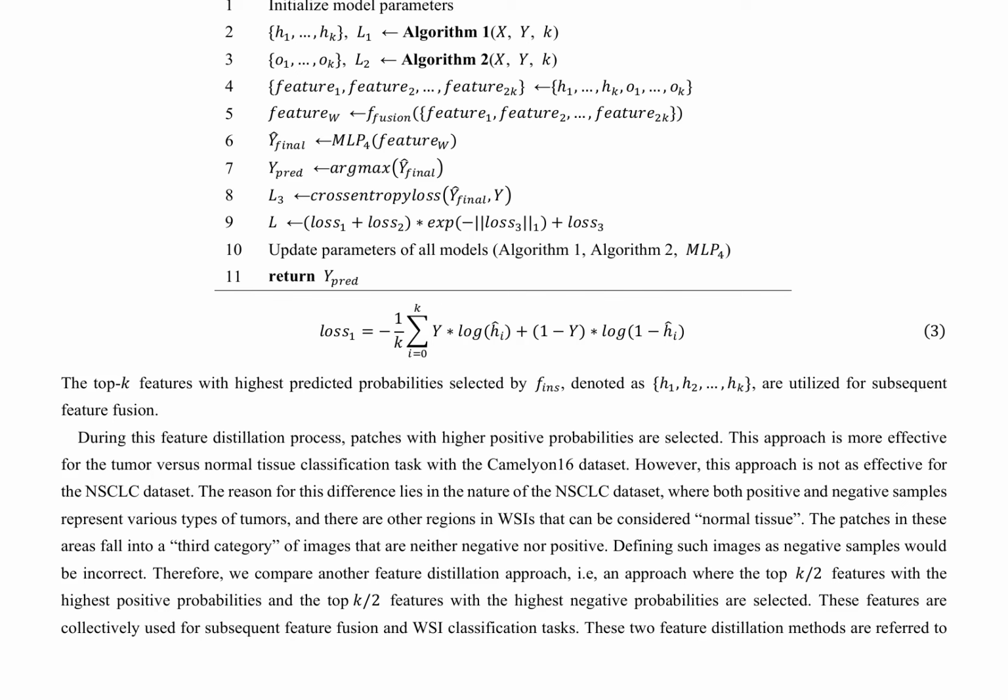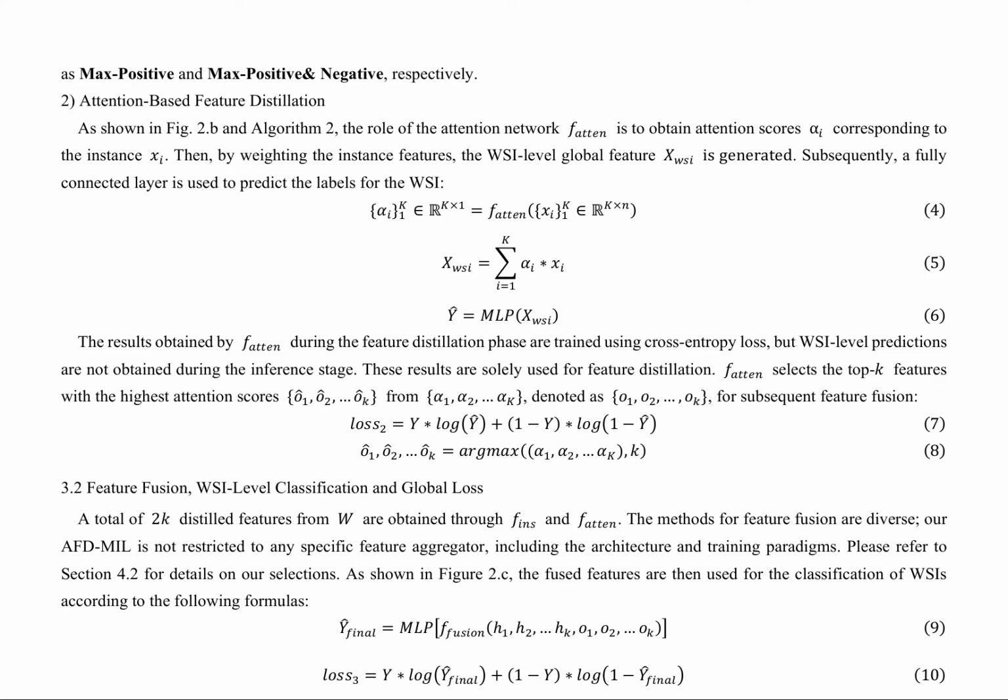Feature fusion is performed by combining the distilled features from both algorithms. A global loss function is introduced to optimize the feature distillation parameters, utilizing the WSI predictions to adjust the gradient backpropagation during training. This approach encourages the feature distillation step to favorably predict the final classification results.